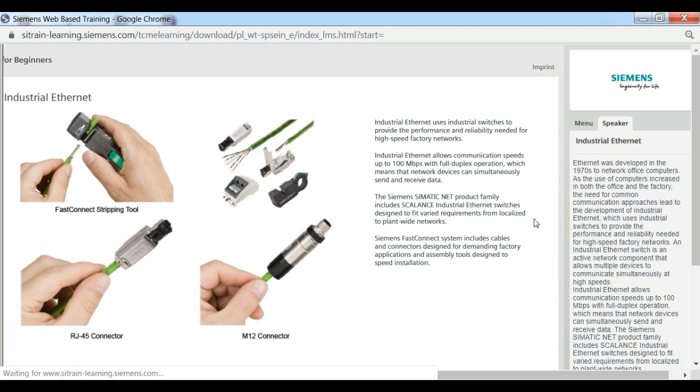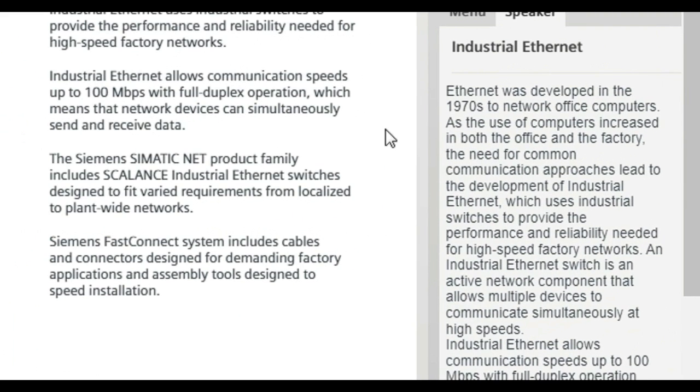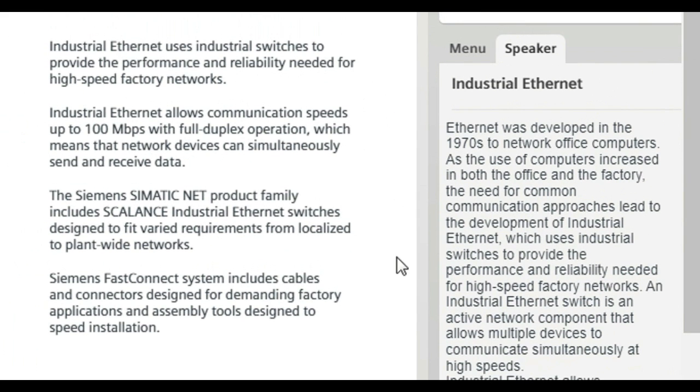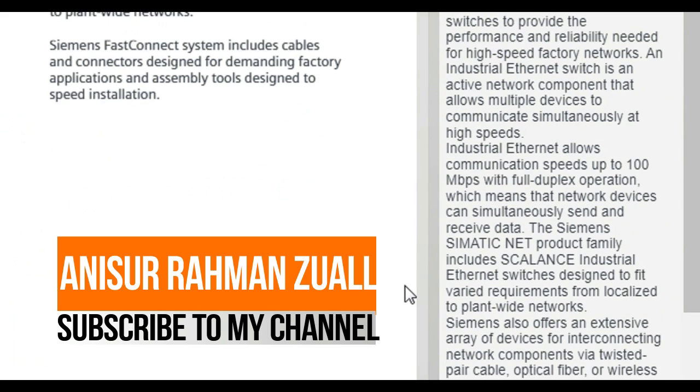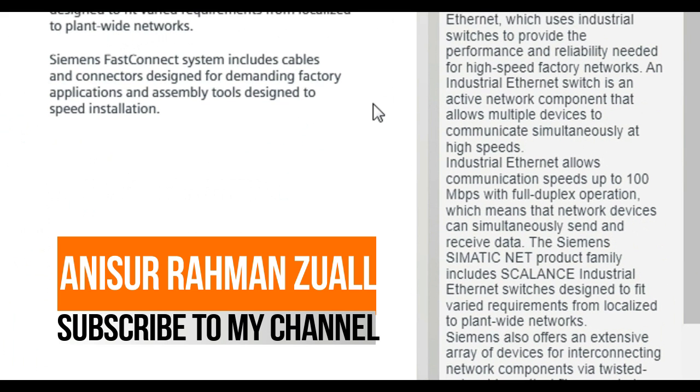Siemens also offers an extensive array of devices for interconnecting network components via twisted pair cable, optical fiber, or wireless signals. For example, the Siemens FastConnect system includes cables and connectors designed for demanding factory applications and assembly tools designed to speed installation.